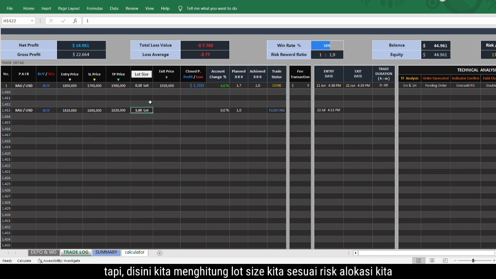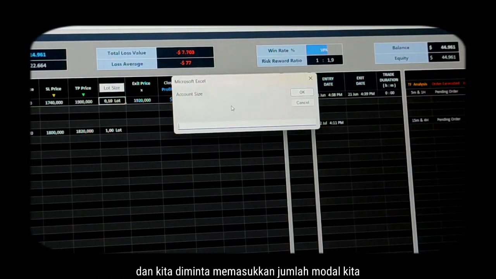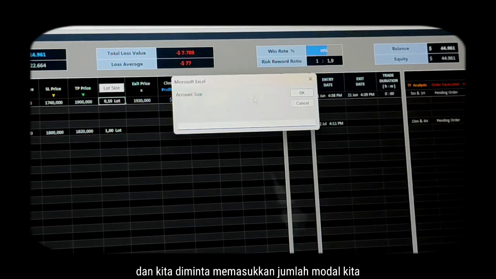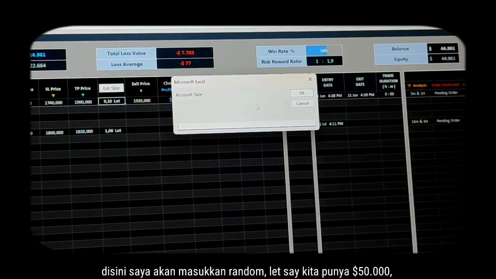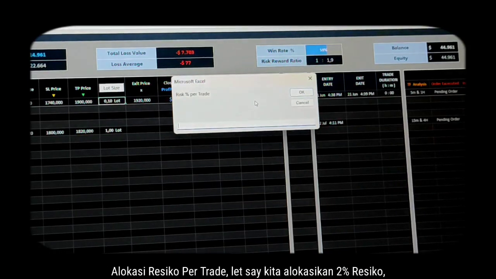But here we can also calculate the lot size according to our percentage risk allocation with the lot size calculator that's linked in this macro button. Now I click, we can see a pop-up form and we are asked to enter the account size. Here I'll put random, let's say we have $50,000, enter.